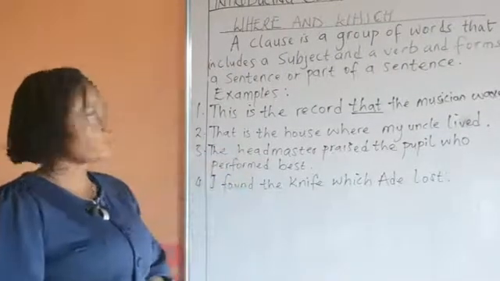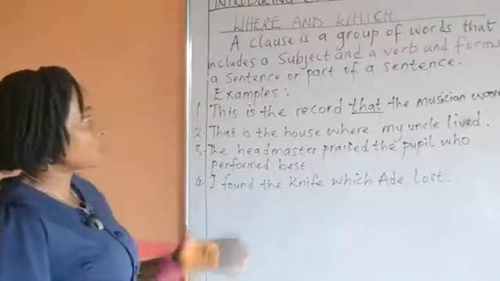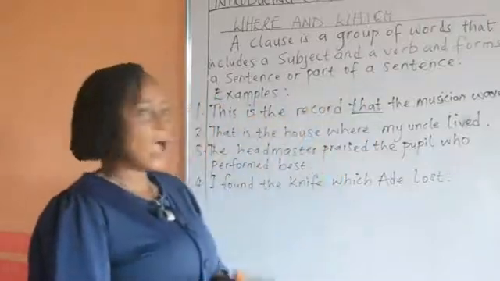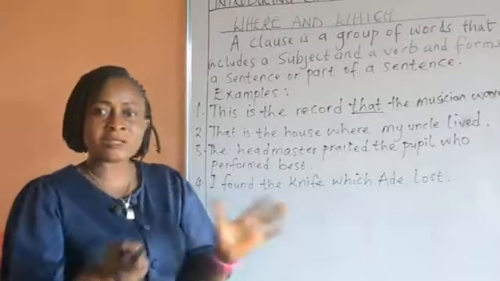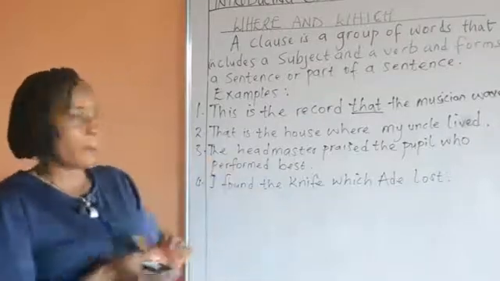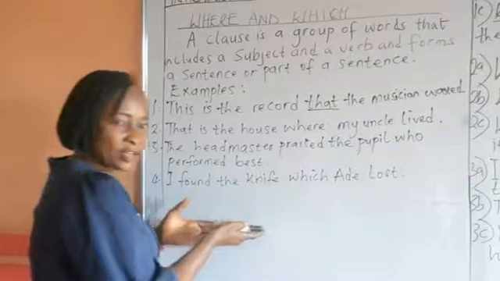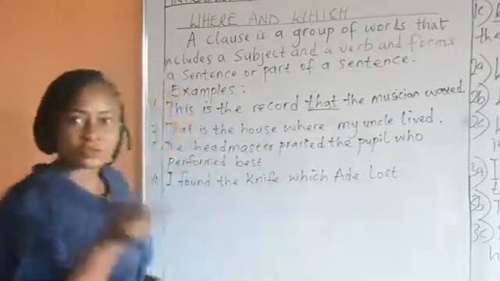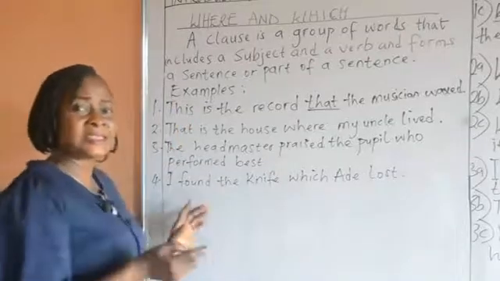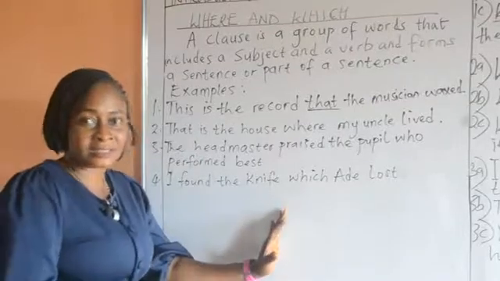So the word clause is a group of words that includes a subject and a verb and forms a sentence or part of a sentence. In other words, a clause means some words brought together which contains a subject and a verb. Do not forget, a sentence is made up of a subject, the subject and the predicate.